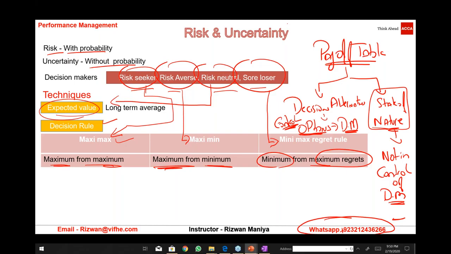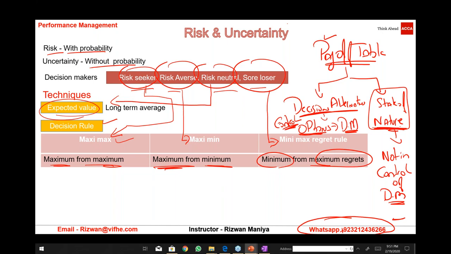So to prepare a payoff table, you need to remember that in a question, you need to find out two things: decision alternative and state of nature. If you are able to find out decision alternative and state of nature, you can prepare a payoff table. So guys, tell me, something that is in your control is what? Decision alternative. Something that is not in your control is what? State of nature. Got it?